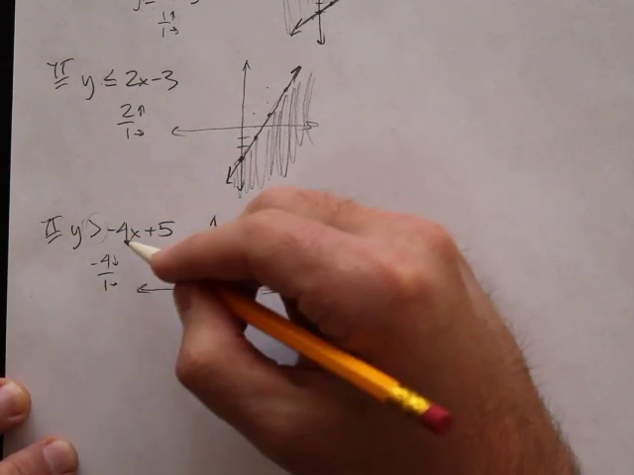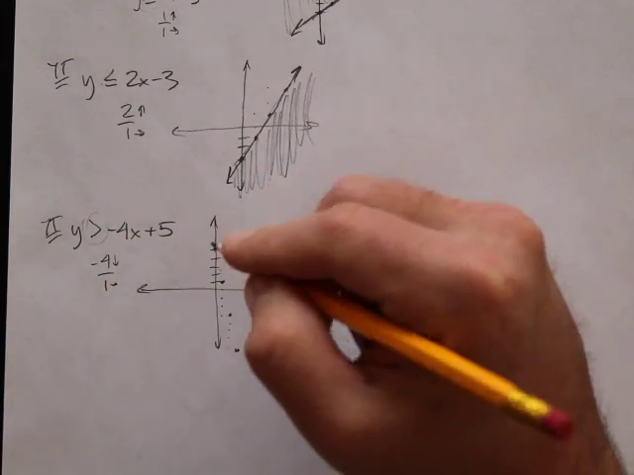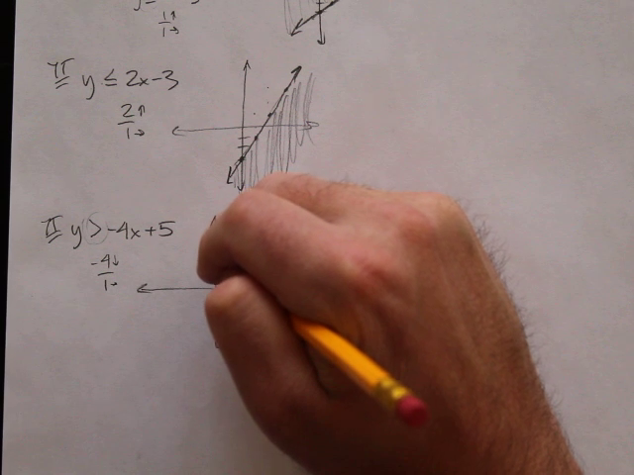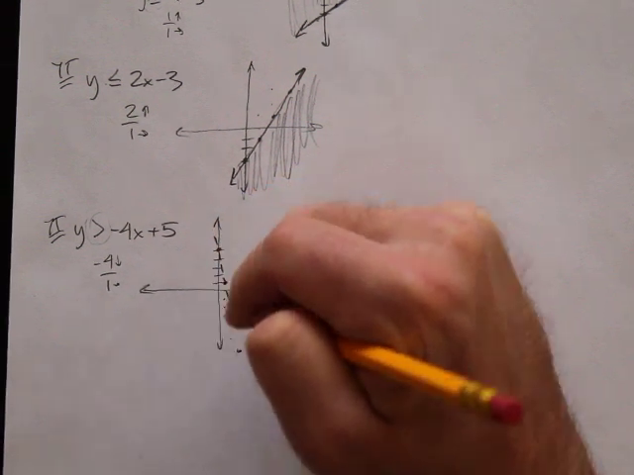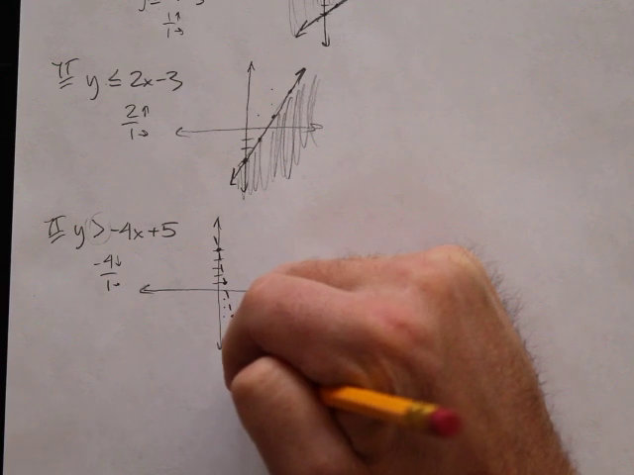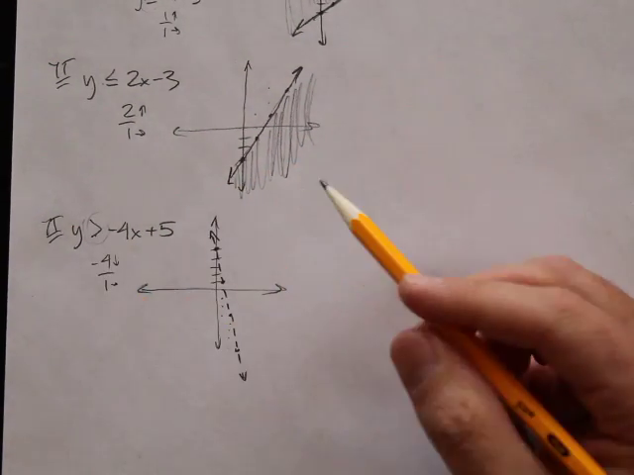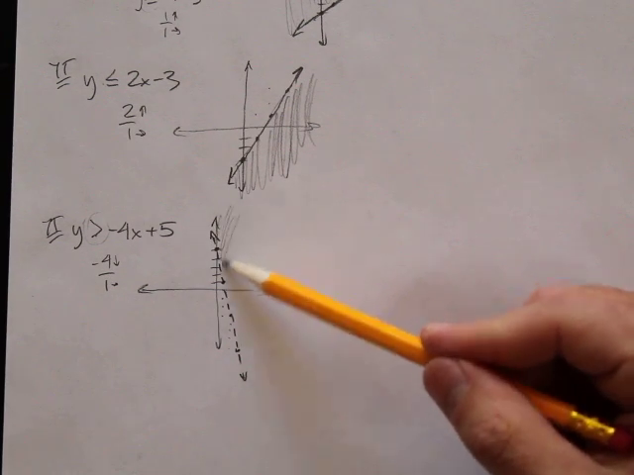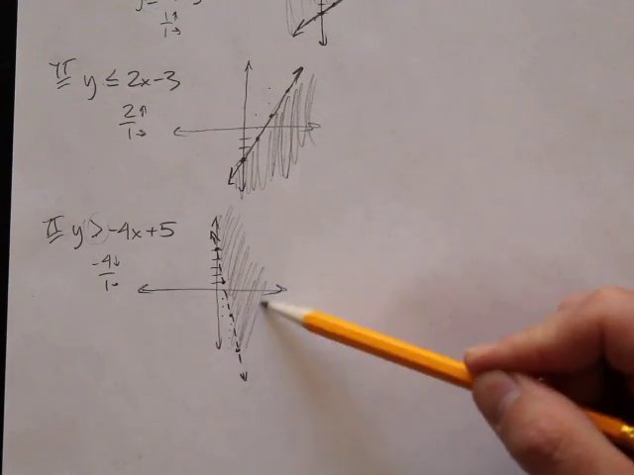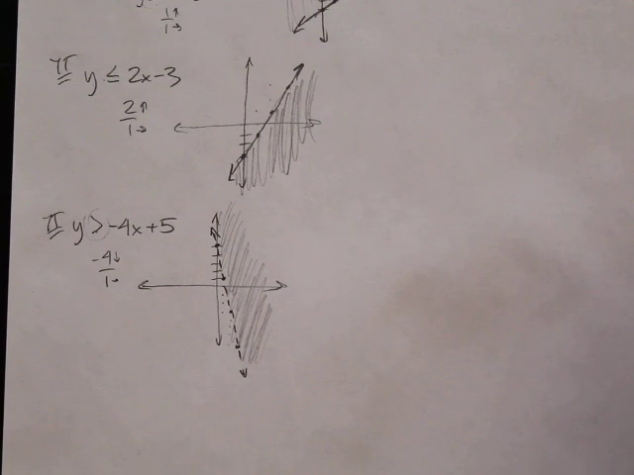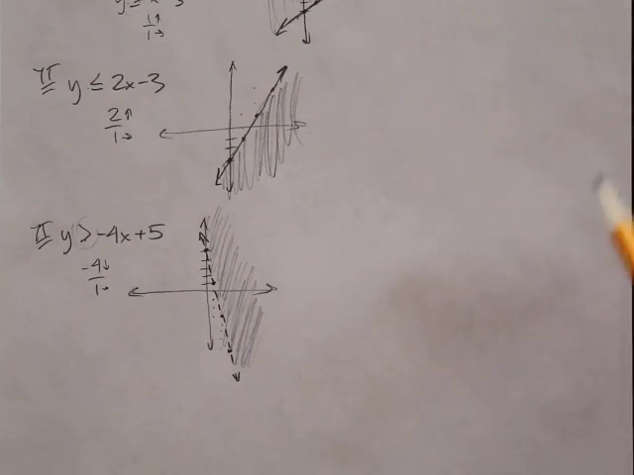And this expression is not included, so I have to do a dotted line. And I put my arrows on each side. Y is greater than, so I'm going to shade above, and that is 5-6.